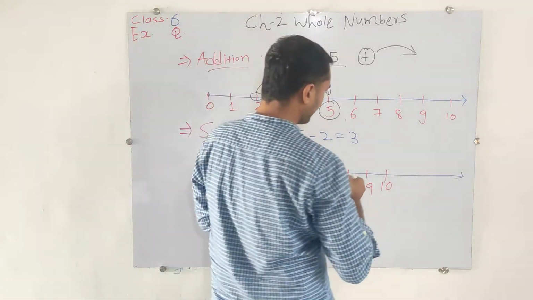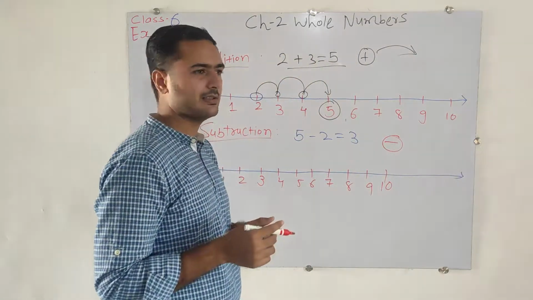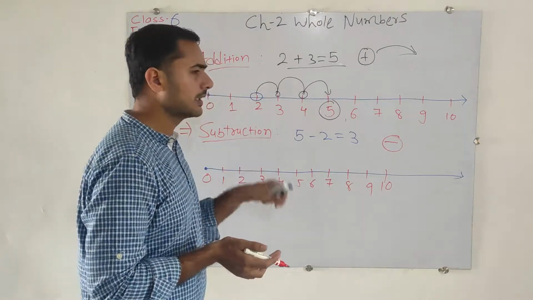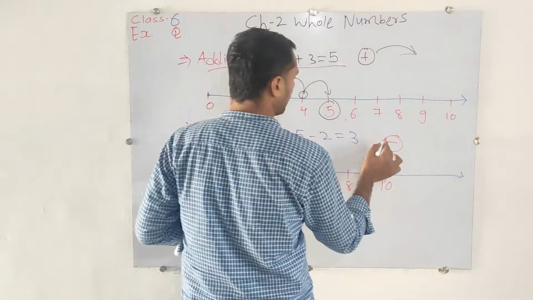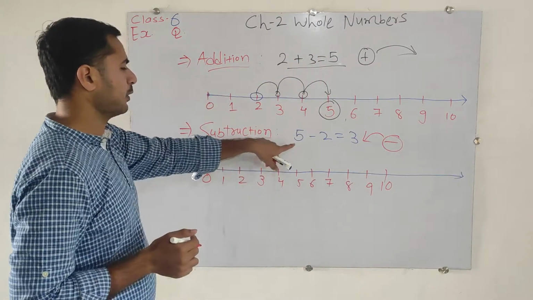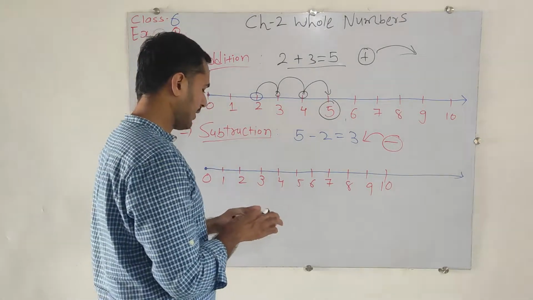One more thing. Whenever you see the minus sign, it means the subtraction process. For that operation, we have to always move towards the left hand side. Always towards the left hand side. Now again, first of all, find out the first number, that is 5. So just circle that.